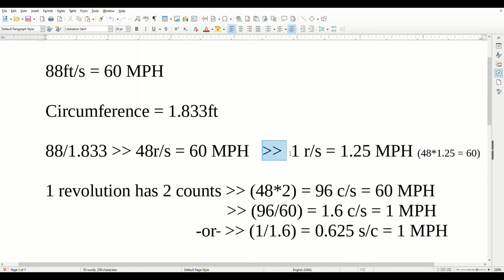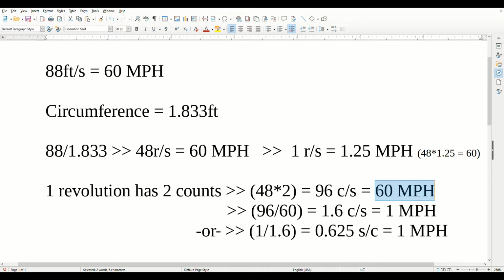What that means is that one revolution per second is 1.25 miles an hour, because if I take my 48 revolutions and multiply it by 1.25, I get 60 miles an hour again. Now, the anemometer that I bought, for every one revolution, I get 2 counts, which means that I get 96 counts per second. Taking the 48 revolutions per second, multiplying it by 2, gives me 96 counts per second to equal 60 miles an hour.